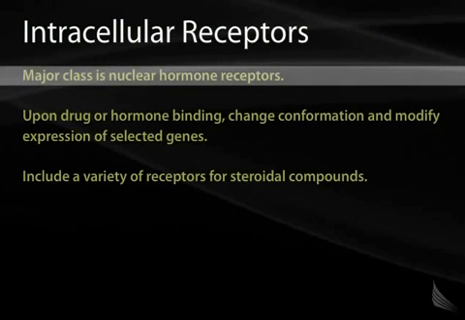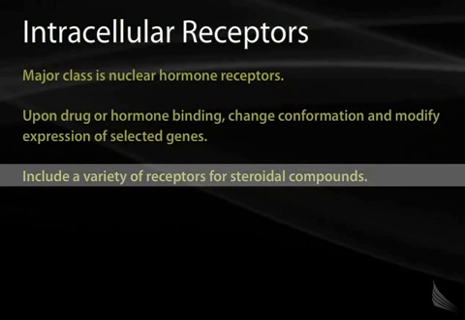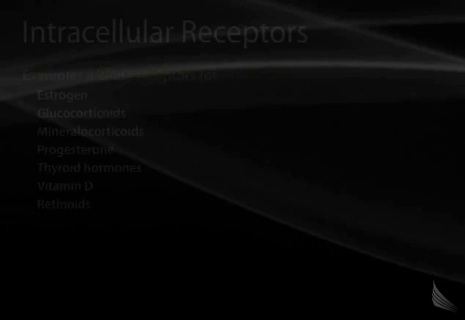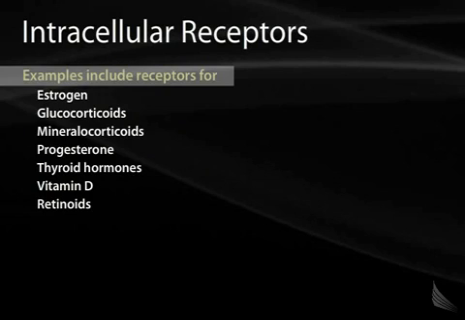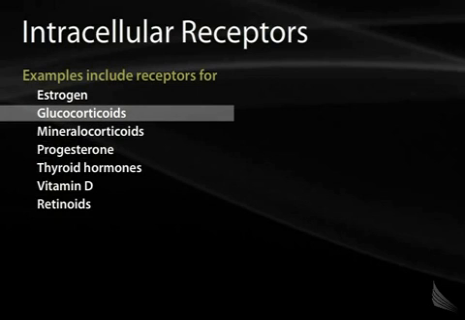When looking at intracellular receptors, the major class of these would be the nuclear hormone receptors. When the drug or the hormone binds to the receptor, it changes the conformation of the protein receptor, and this protein receptor will generally work by modifying the expression of certain genes. Therefore, these receptors are also transcription factors. These receptors include a large variety of receptors for different steroidal compounds, such as thyroid hormone, estrogen, testosterone, and vitamin D. Other important drugs and hormones in this category include the retinoids, progesterone, mineralocorticoids, and glucocorticoids.